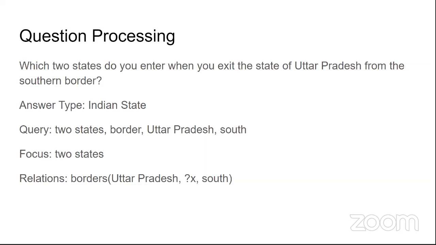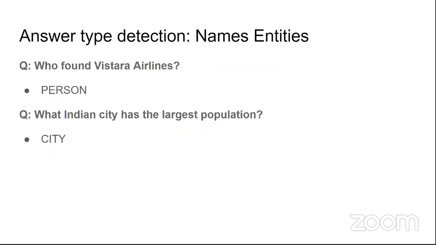So for example, your question says, which two states do you enter when you exit the state of Uttar Pradesh from the southern border? The answer type you need is an Indian state. The answer type is basically a place. The query is basically two states, border, Uttar Pradesh and south. The focus is on those two states. And then the relation that it needs to extract from your question is borders of Uttar Pradesh south. You need the states which border Uttar Pradesh on the southern side. So the answers basically would be Madhya Pradesh and Chhattisgarh.